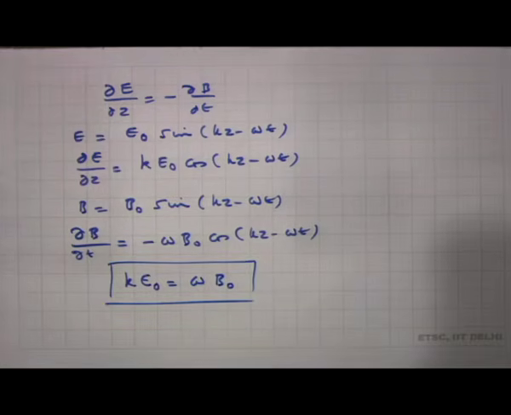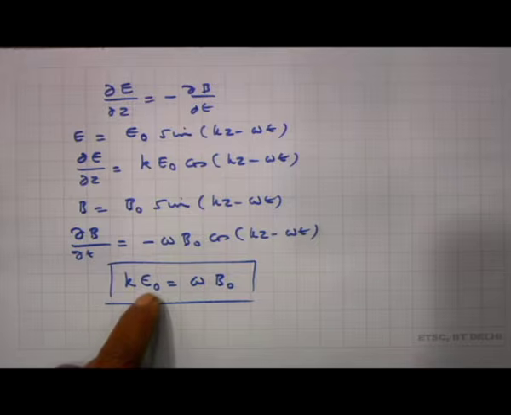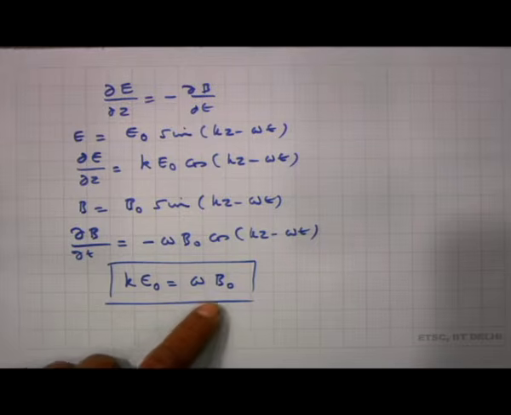So, I have got an equation. That means if the electric and magnetic fields were given by those solutions, then for those solutions to satisfy Faraday's law of induction, the magnitudes of the electric and magnetic fields must be related by this equation: k E naught must be equal to omega B naught. That is the first equation which I have got.